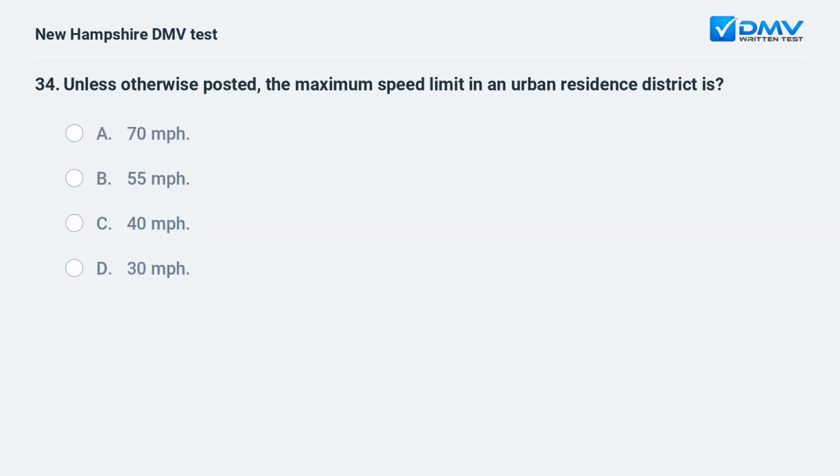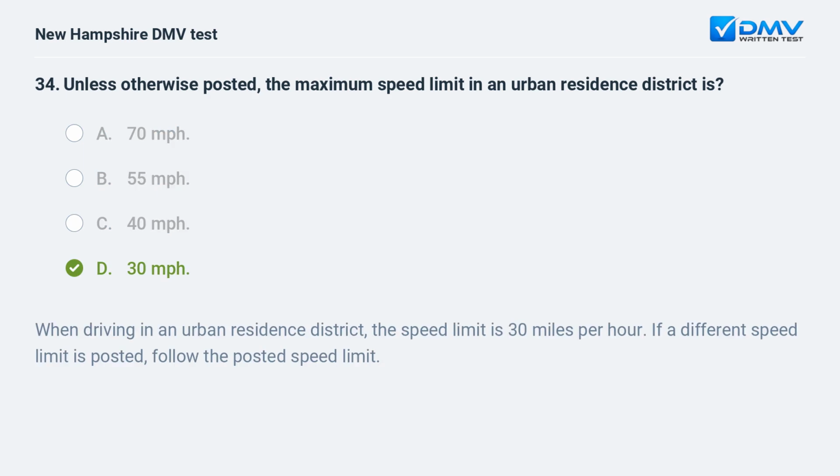Unless otherwise posted, the maximum speed limit in an urban residence district is A. 70 miles per hour. B. 55 miles per hour. C. 40 miles per hour. D. 30 miles per hour.